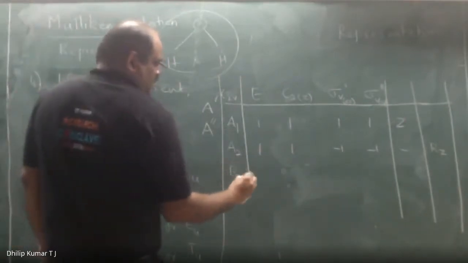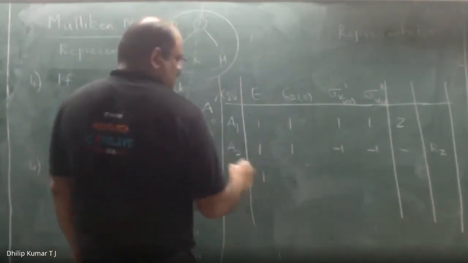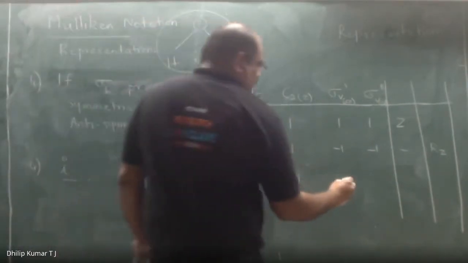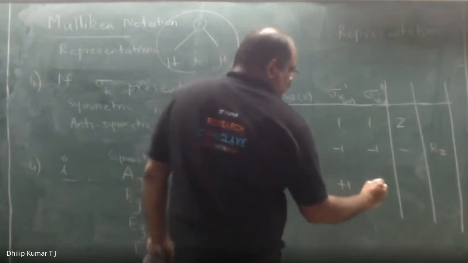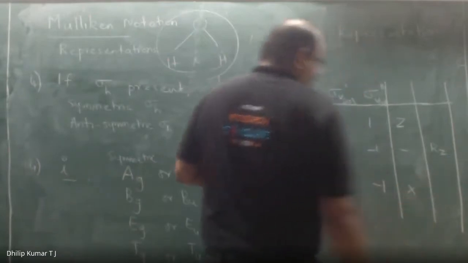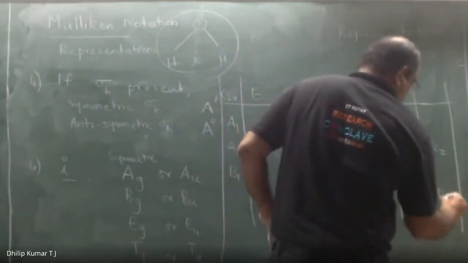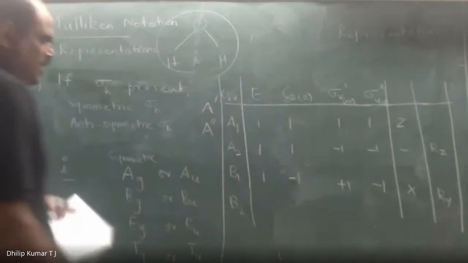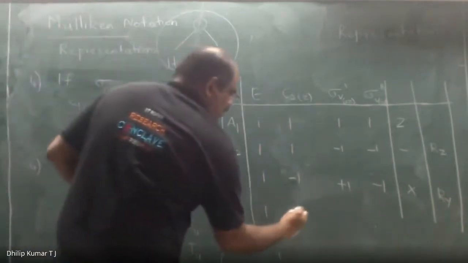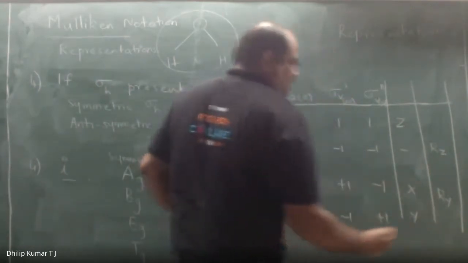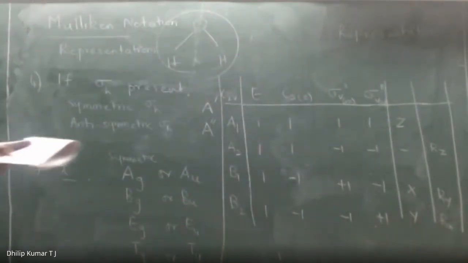Then there is B1. B means it's negative with respect to C2, and then sigma V is again positive. Sigma V prime is negative. So B1 will have the X character, and the rotational one will be Ry. We'll come to the last one later. The last row for the 4th class is B2. So it is 1, minus 1, minus 1, again plus 1. Y is here, and this will be Rx. So you can write something like this.